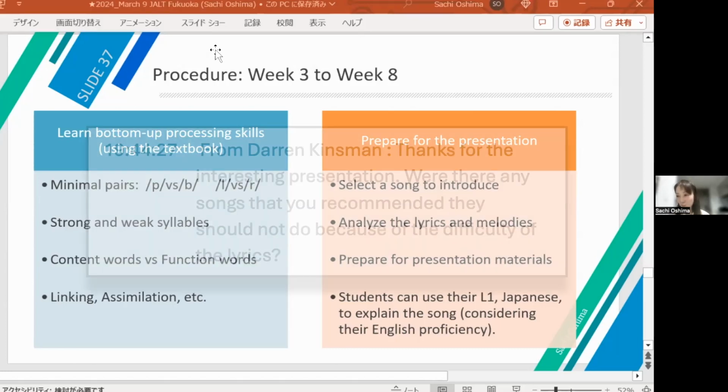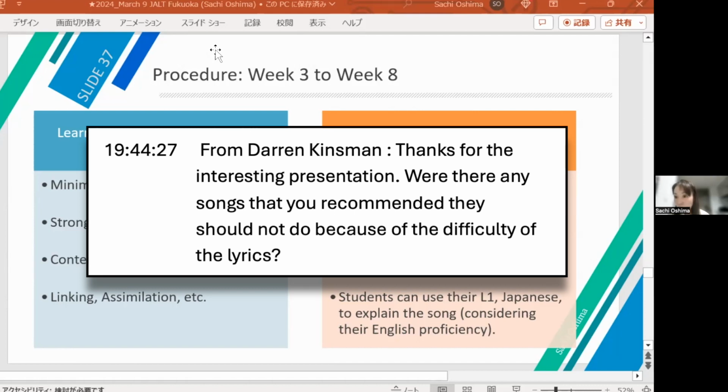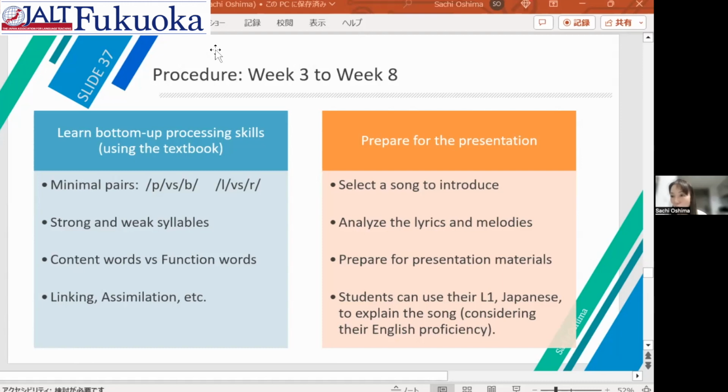Okay. Thanks for the interesting presentation. Were there any songs that you recommended they should not do because of the difficulty of the lyrics? Actually, I didn't say no. When I casually talked to some of the students while preparing the presentation, many groups said that they changed the song.